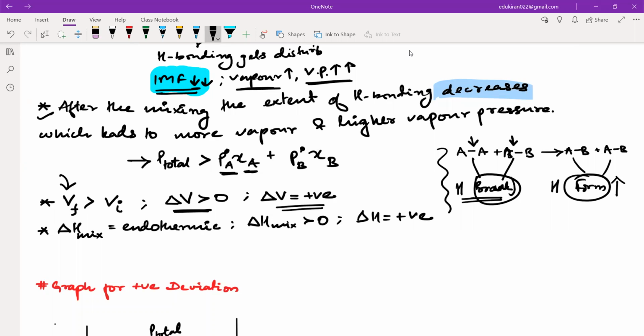But intermolecular force of attraction is decreasing. That means the amount of energy which is released is less than the amount of energy required to break the bond. If the amount of energy that is required to break the bond is more, that means we need to give energy in order to form the solution. If you are giving energy, then it is endothermic, and the delta H value should be positive. Got my point? Yes or no?